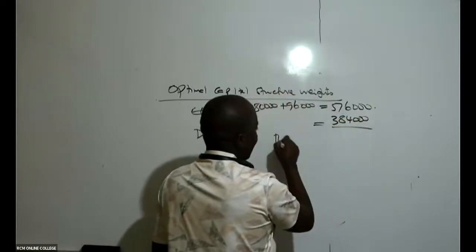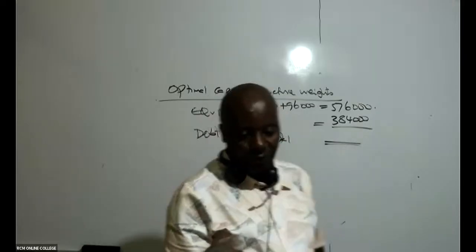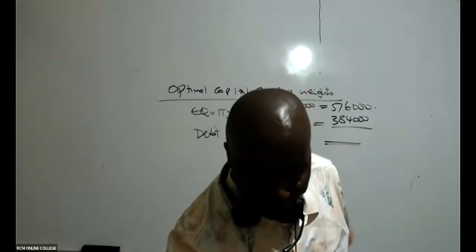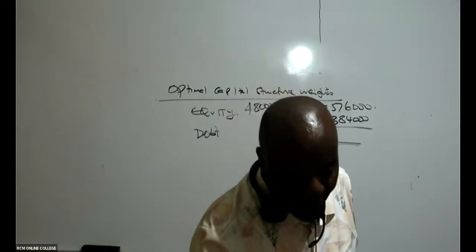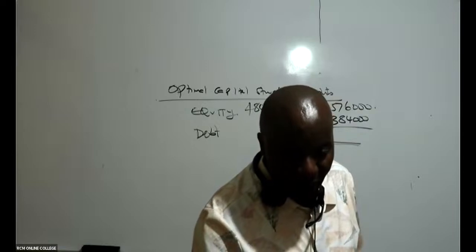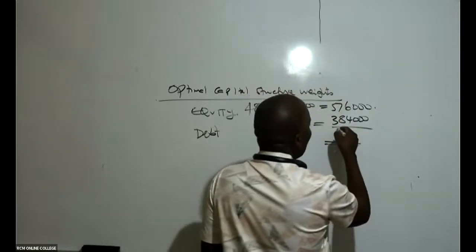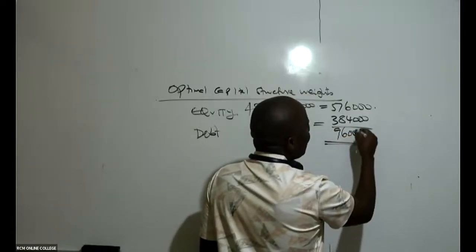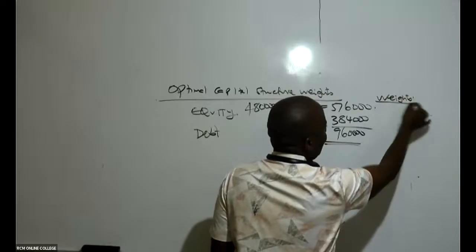Please give me the total here, the total capital structure. What do we have for the total, ladies and gentlemen? The total when you add the two is 960,000. So I want you guys to give me the weights here.